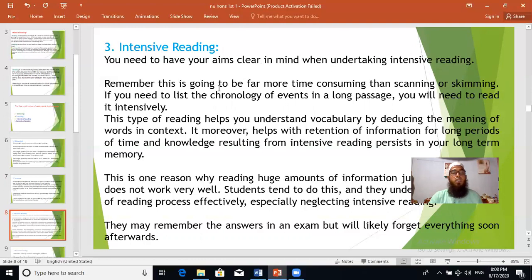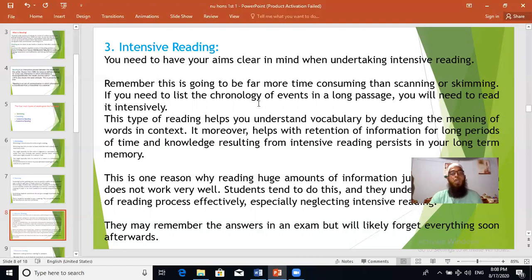Remember, this is going to be far more time consuming than scanning or skimming. Of course, when you are going for intensive reading, you are going for every detail. That's why you will need more time than scanning or skimming. If you need to list the chronology of events in a long passage, you will need to read intensively.